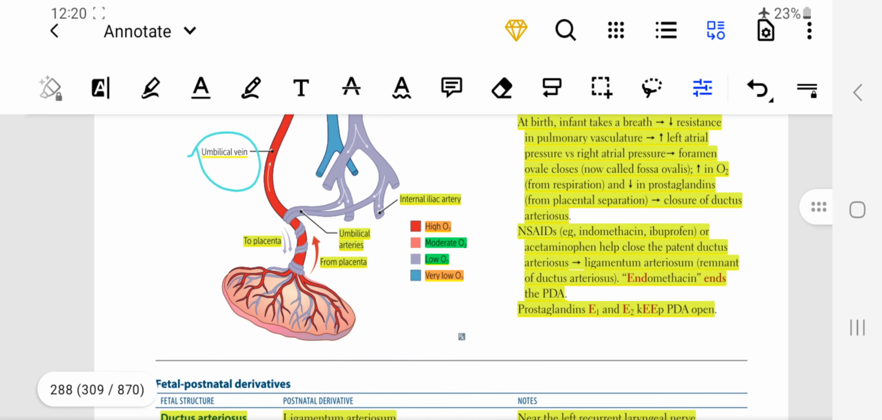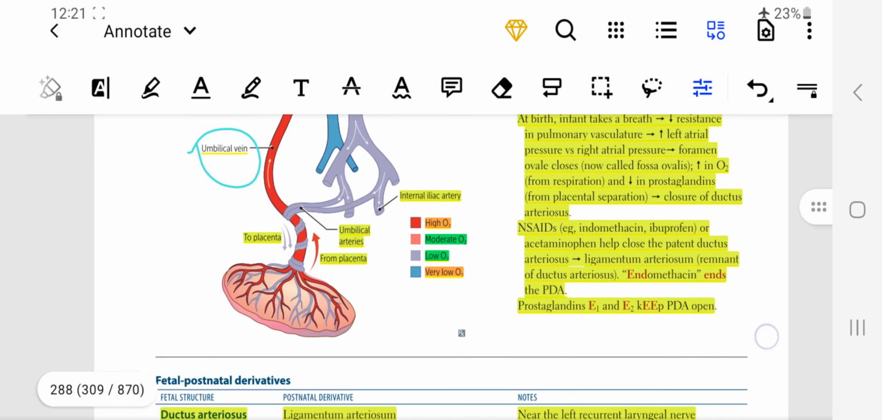NSAIDs like indomethacin, ibuprofen, or acetaminophen help close the patent ductus arteriosus. Ligamentum arteriosum, remnant of the ductus arteriosus, will be formed. Okay, indomethacin closes the PDA. Prostaglandins E1 and E2 keep PDA open.